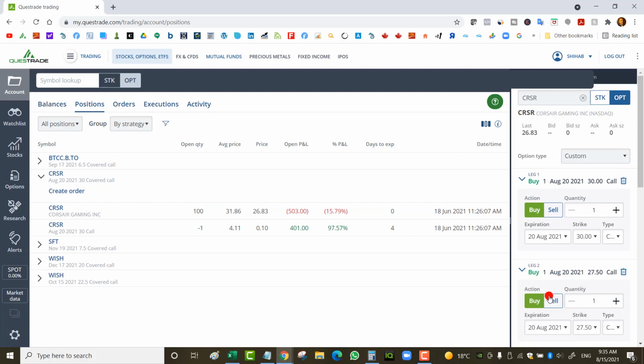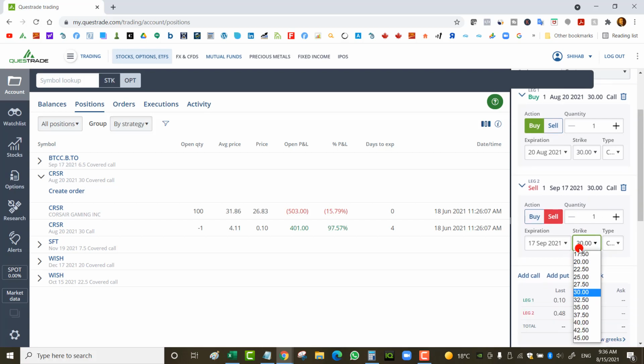If I add a call, sell, and then if I go to September and I take the same strike, 30, I can collect about 48 cents. If I bring it down to my cost basis, I can collect $1. But I think I'll keep it at 30, maybe even go to November because 48 cents is not much, and collect $1.70. So that could be a possibility with Corsair.